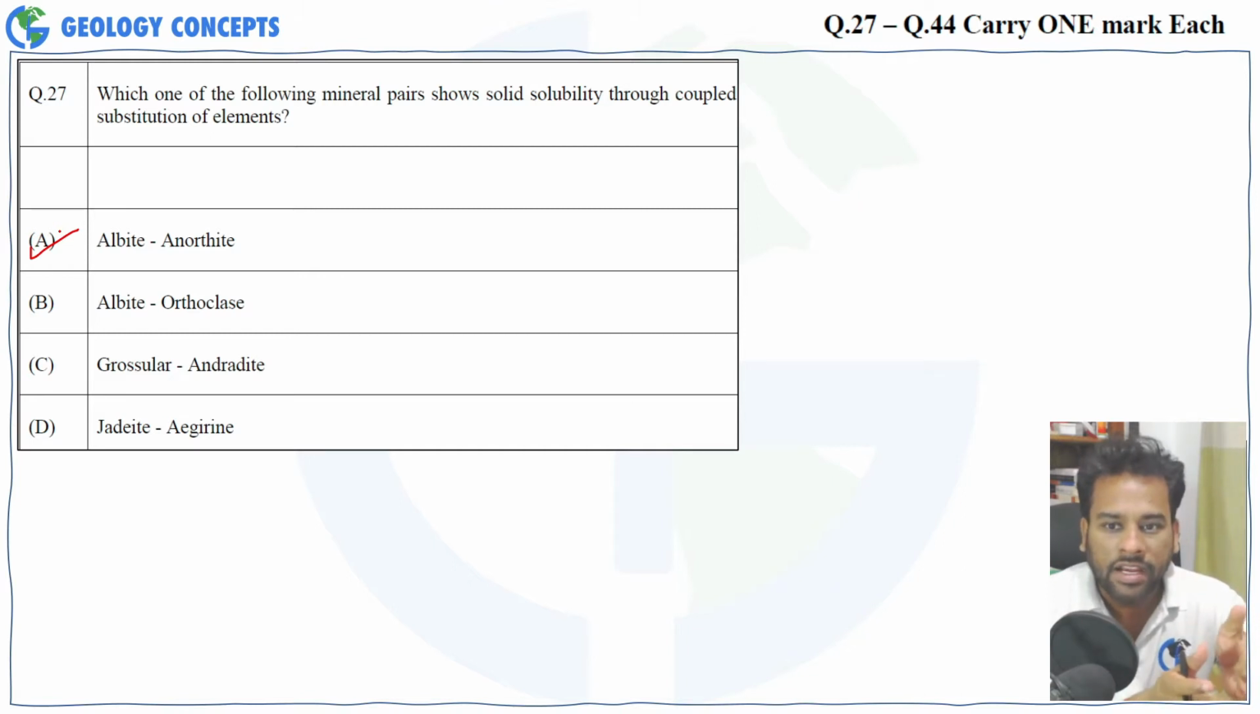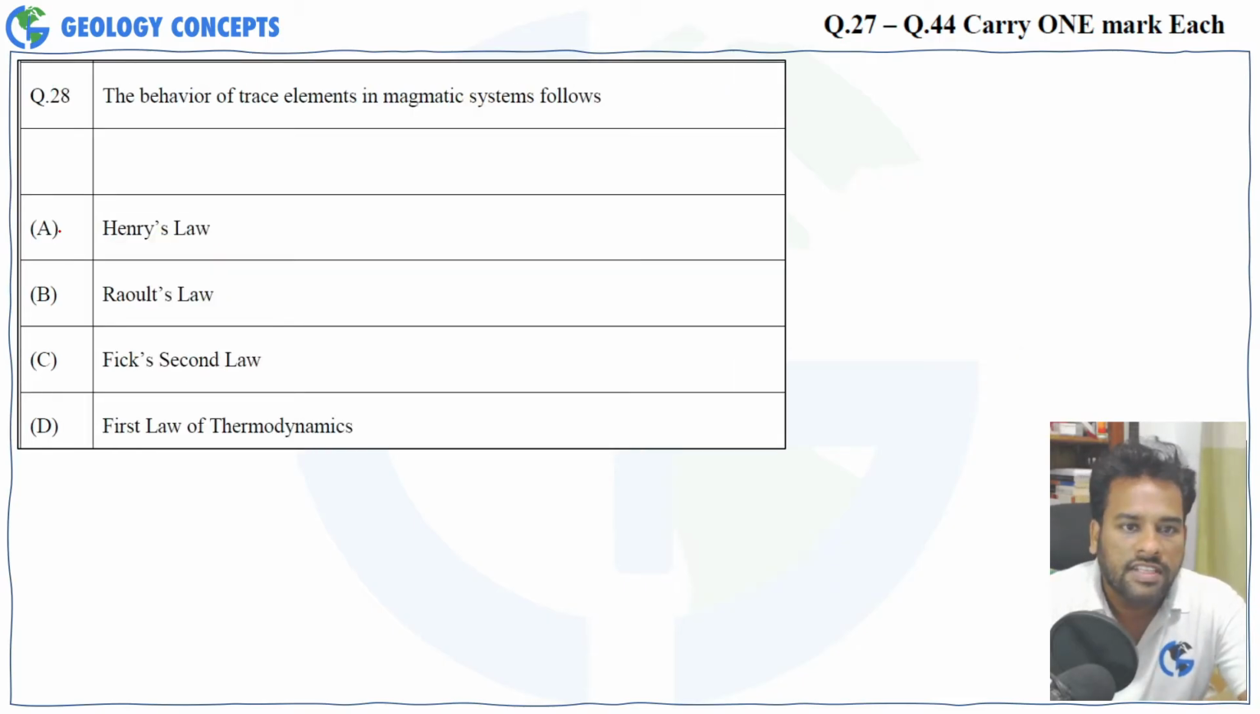We know that albite, oligoclase, andesine, and then you have labradorite, bytownite and anorthite. So this is a coupled substitution of elements. All of the others are not having this kind of a coupled solution. They don't have a similar structure. The behavior of the trace gases in a magmatic system follows Henry's law, where the solubility of a trace mineral is dependent on the volatile that is present around the magma.